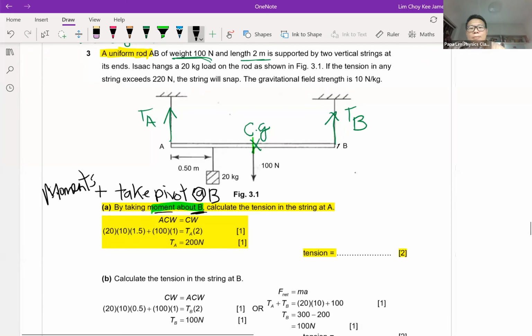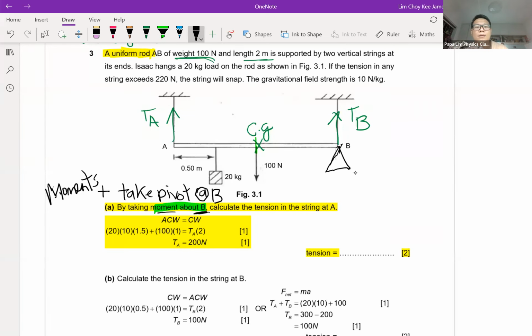So now B is my pivot. Same thing, clockwise, you go in clockwise. So let's look at them first. First thing first is the 100 Newton. With respect to the pivot, the perpendicular distance I'm looking at is 1 meter. So if I'm looking at the force here, which is 100 Newton, the perpendicular distance will be 1 meter, and the moment generated by the 100 Newton is anti-clockwise. I will say M100, green color.